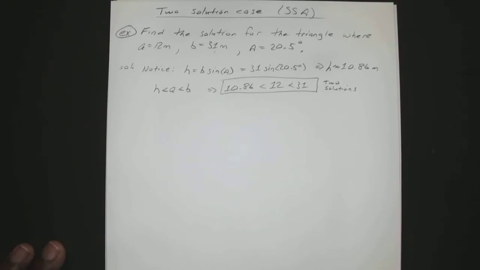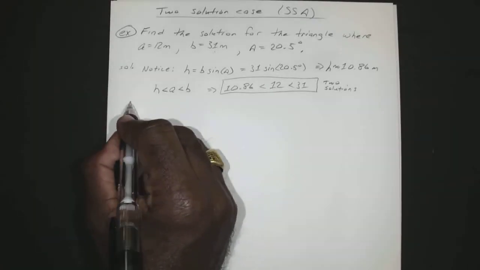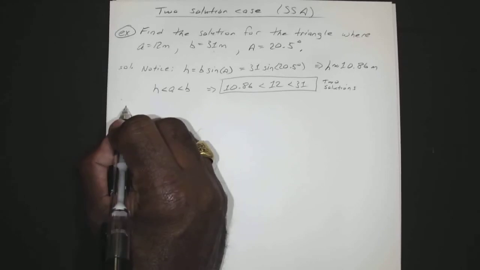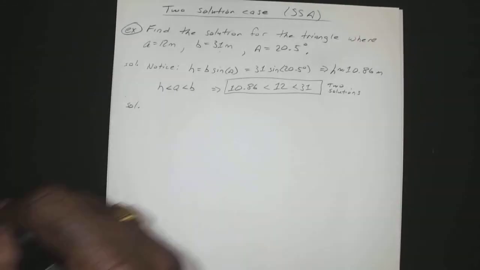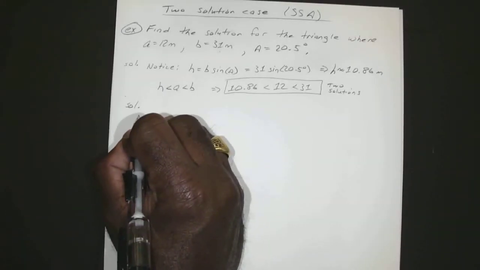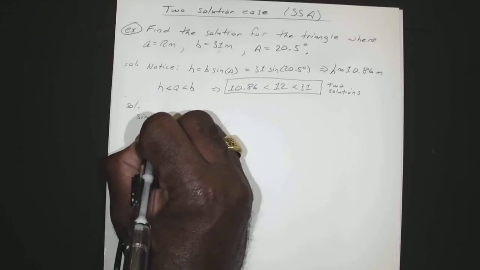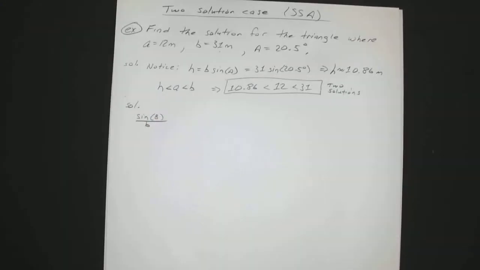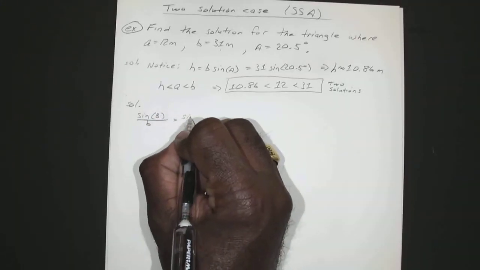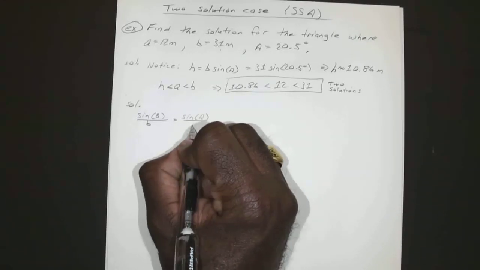That means you can solve for angle A, and angle A will be the same in both triangles, but angles B and C will be completely different. So starting out there, we'll start with our law of sines. So let's say sine of B over B equals sine of A over A.